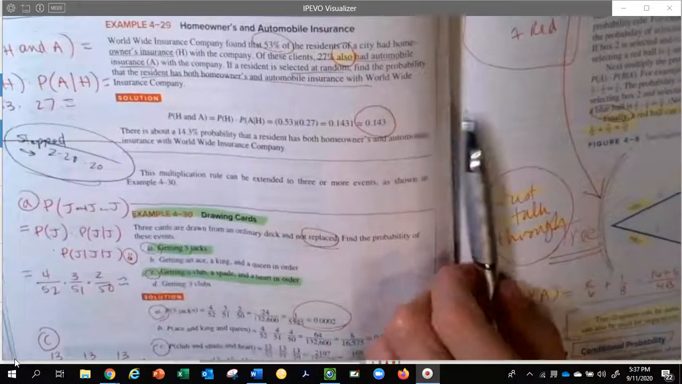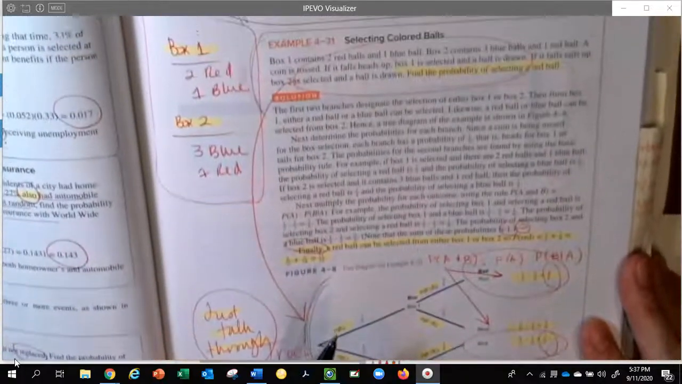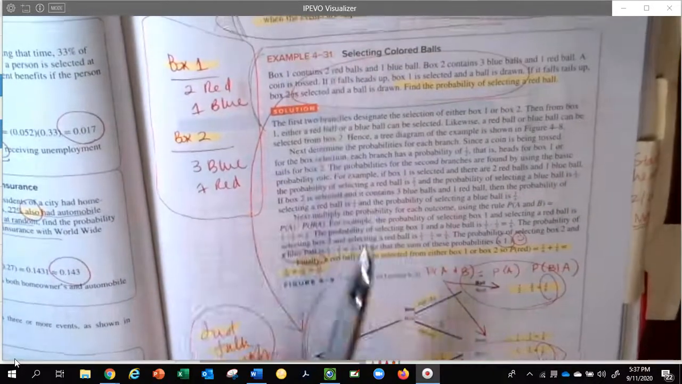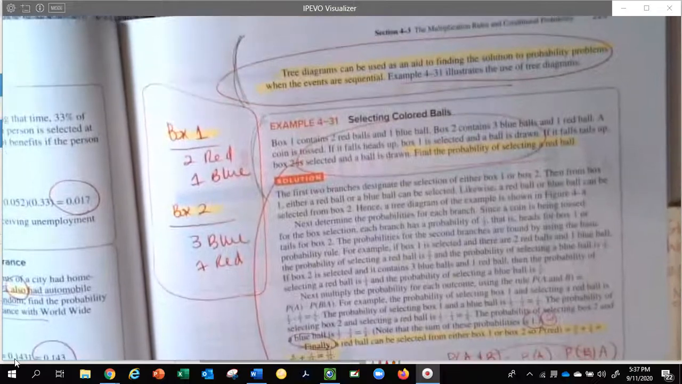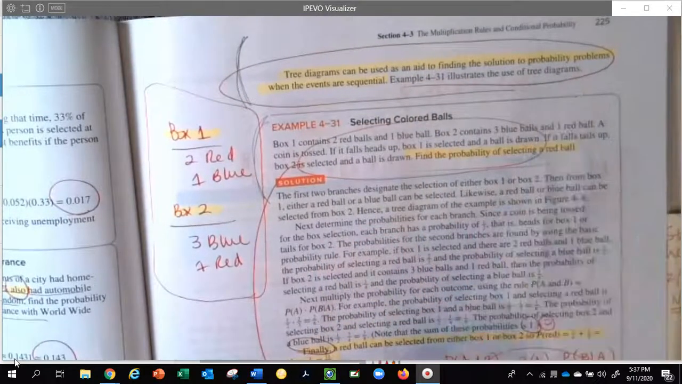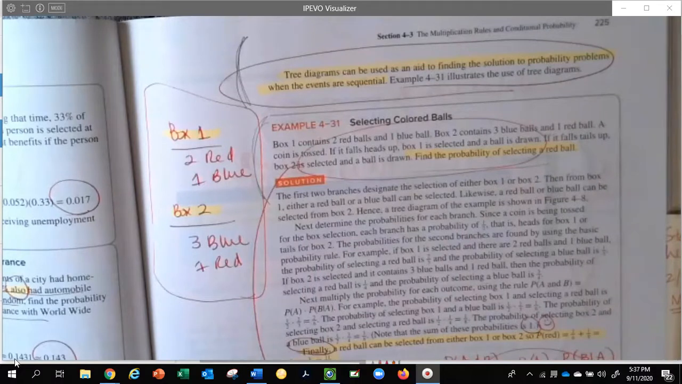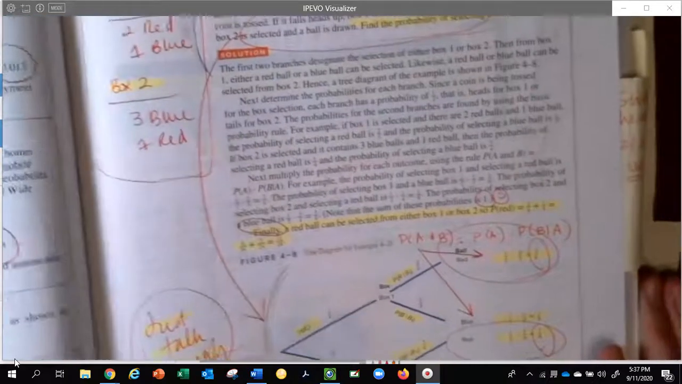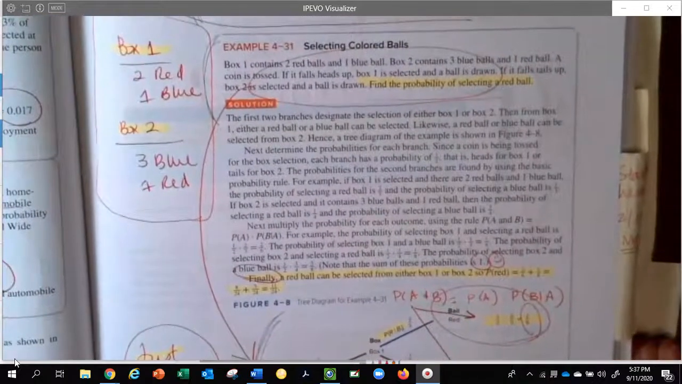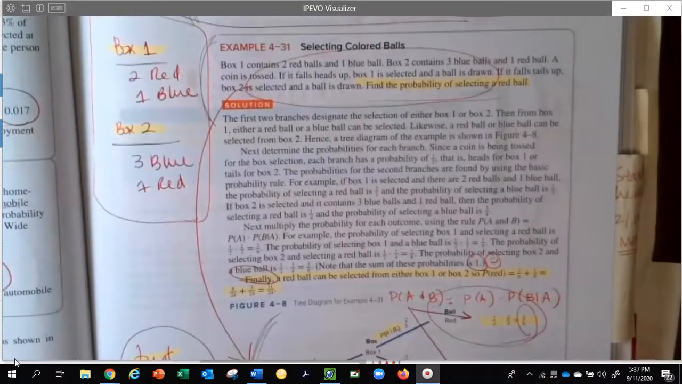Then you know it. I want to tell you that at the top of 225, it talks about tree diagrams, and that they can be used to aid in finding solutions to these probabilities. And you've got to figure out what works for you. Tree diagrams can be great if they work for you, or you work through making them work for you. And I want to show you one here, because this is a pretty complicated problem, and they keep getting more complicated the further we go in this chapter.